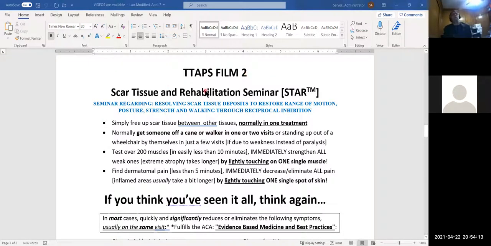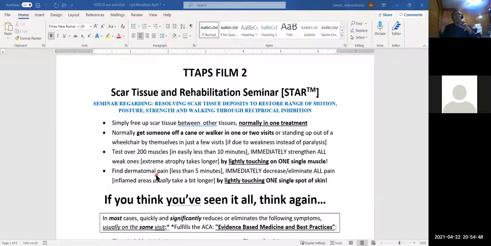Now, the first part of part 2 is actually a continuation of part 1 because we didn't have enough room to fit it in. And the first thing that we teach is how to test over 200 muscles easily in less than 10 minutes and immediately strengthen all the weak ones. Extreme atrophy takes a bit longer, may have some of that, by lightly touching one spot on a single muscle. All of them come strong immediately.